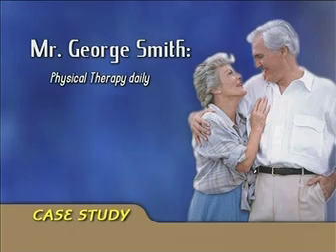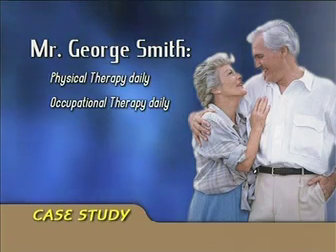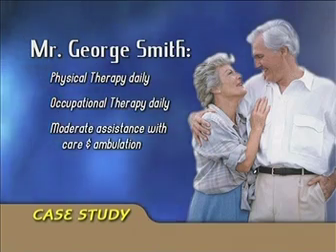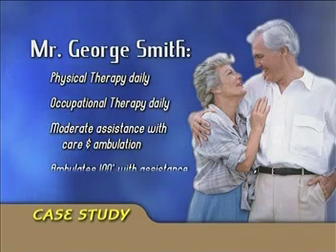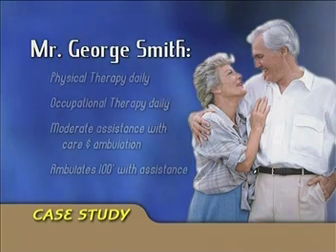Physical therapy is ordered daily. Occupational therapy will see the patient every day for assistance with independence in activities of daily living. He requires moderate assistance with care and ambulation. He has recently advanced to ambulating 100 feet with a quad cane and assist of 1 person.